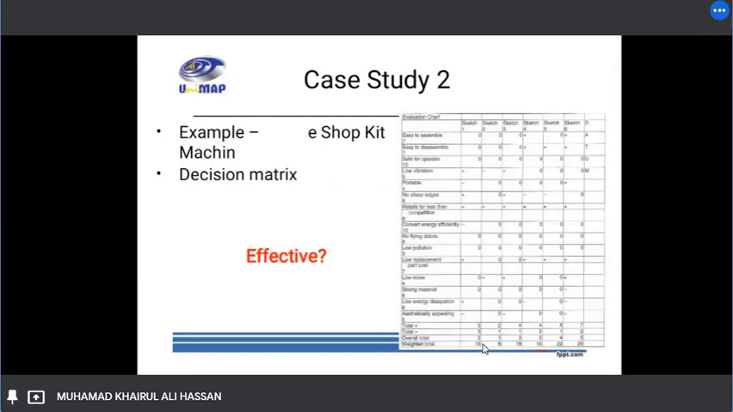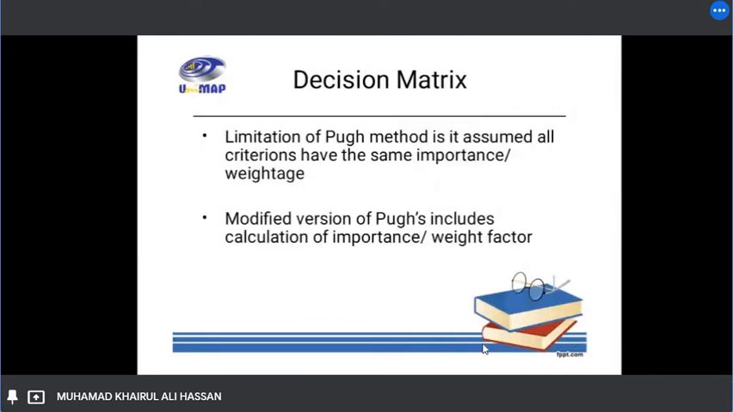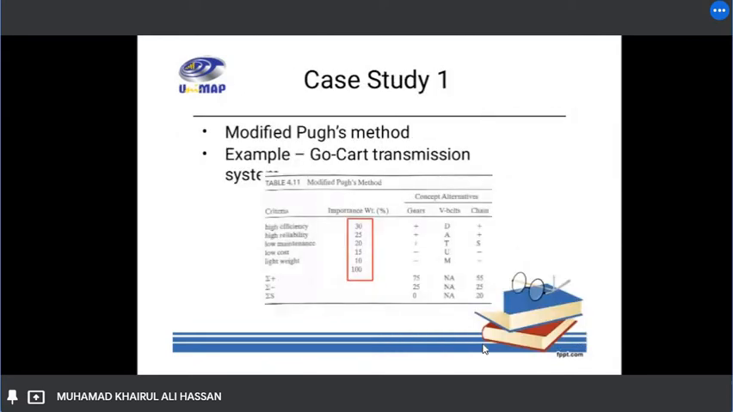I repeat. If the table does not give you a weighted factor, which is the 1 until 10, then you just calculate until the overall total, so that from the overall total you can select the best concept. However, if they provide a weighted factor ataupun rating, baru you kira weighted total tadi tu. From the weighted total, you can determine the best concept you want to choose. Right? Same thing lah. Kita dah kira tadi.